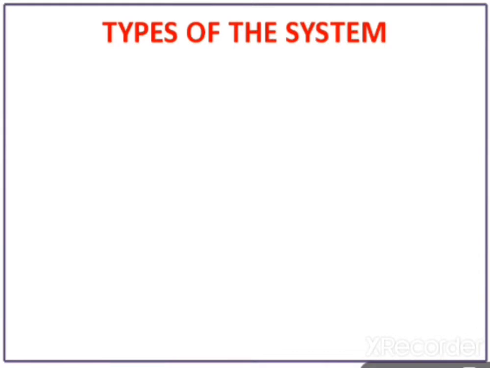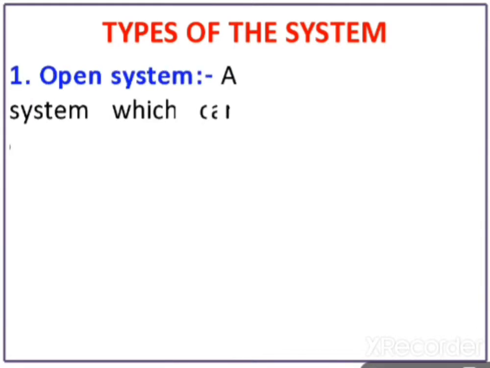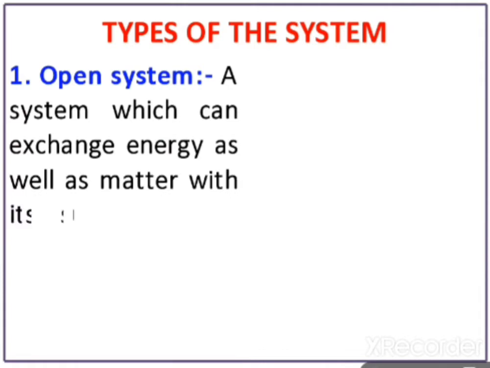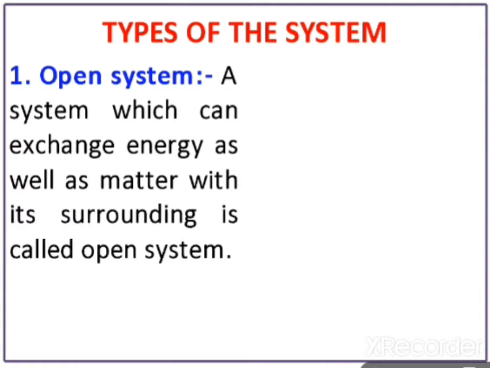Now we'll see the types of system. First is the open system. A system which can exchange energy as well as matter with its surrounding is called an open system.